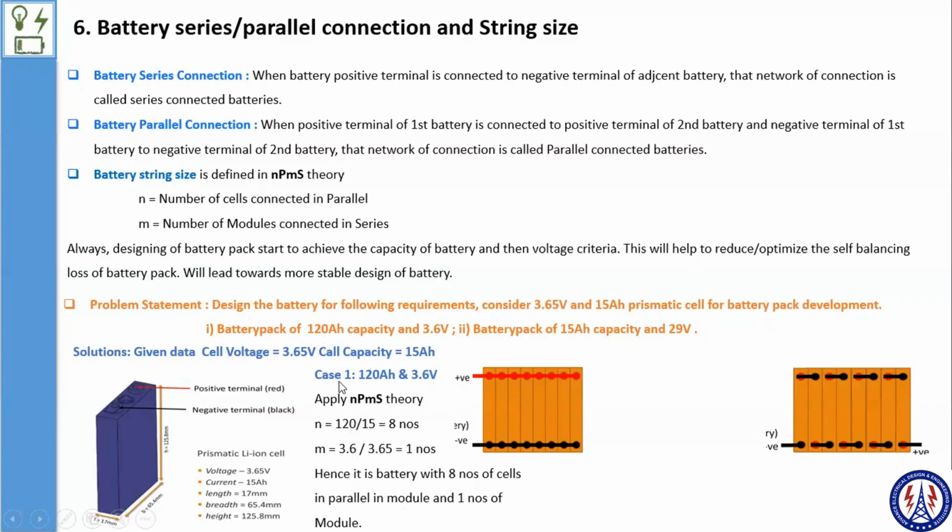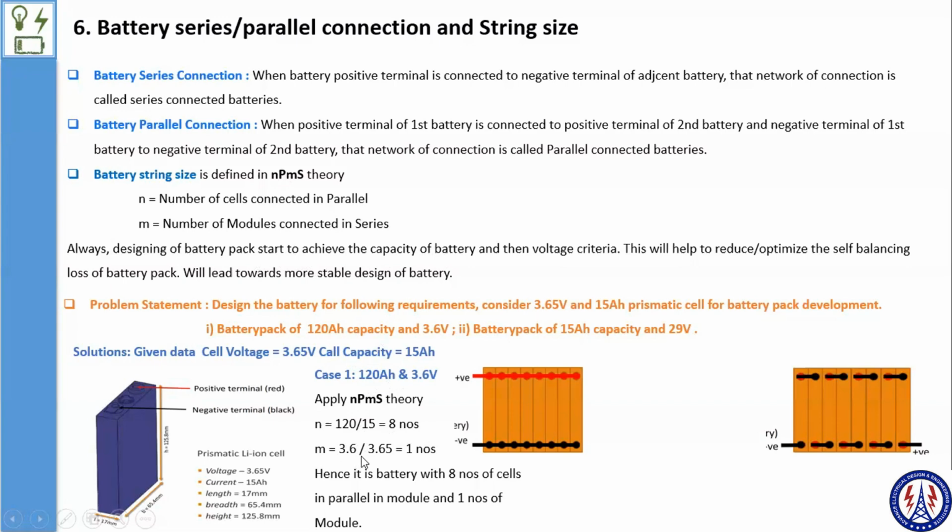So basically, if I go stepwise, you just need to do the simple calculation, write the NPMS theory. First, define the value of n. How? Because n is the number of cells, right? And which is going to be in a parallel way. So 120, this is in Ah. So cells in parallel, right? We need to start by achieving the capacity of the battery. So capacity is 120. So 120 divided by 15 leads to 8 cells.